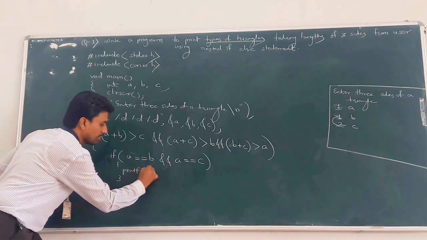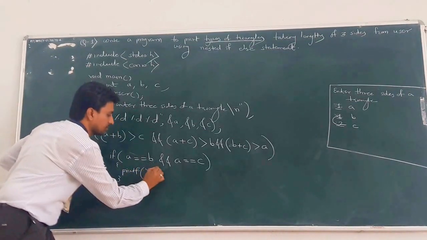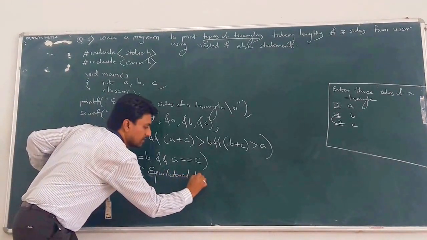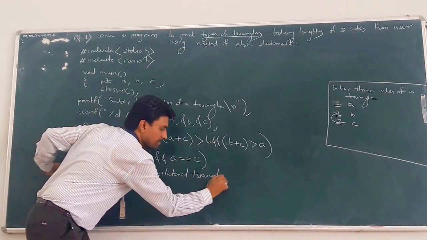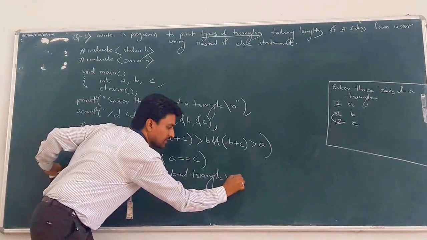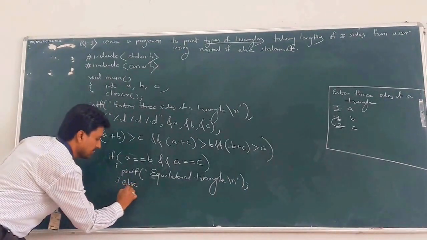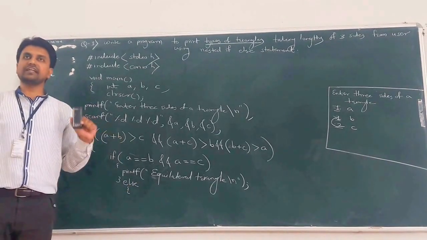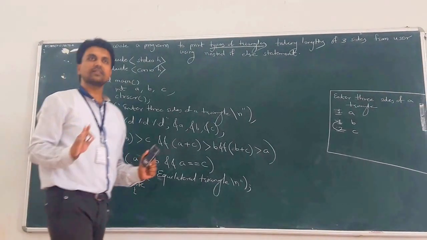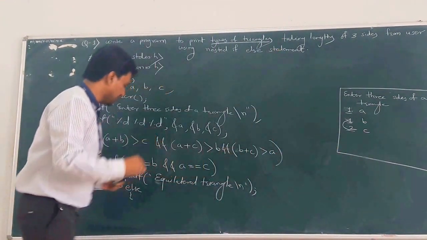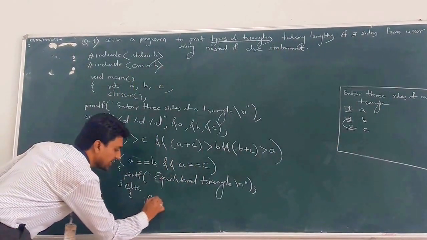printf "equilateral triangle\n" with double quotes. Else, if it is not equilateral, that means the triangle is isosceles or a simple triangle. So check the else part. Again check if.